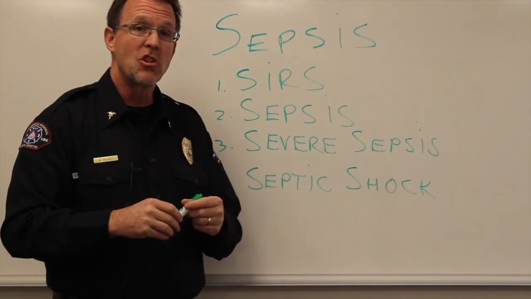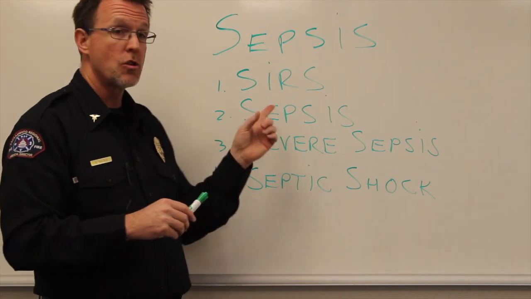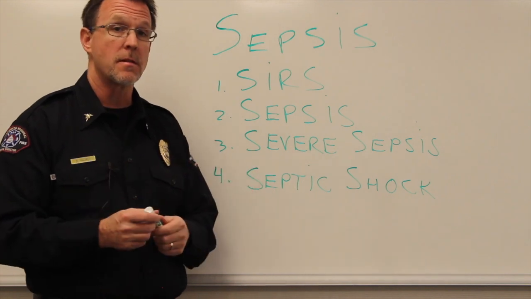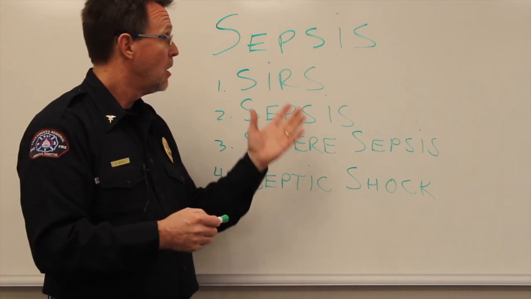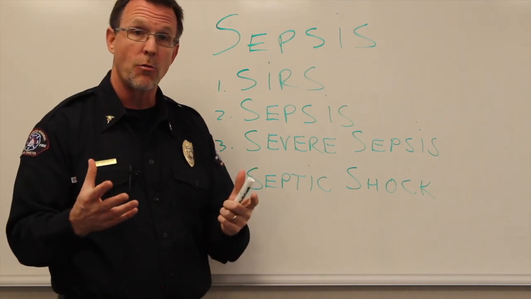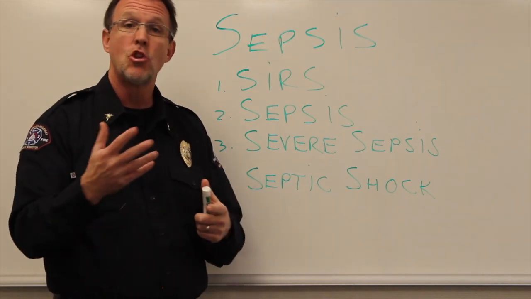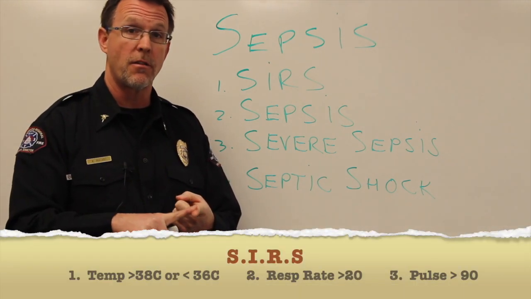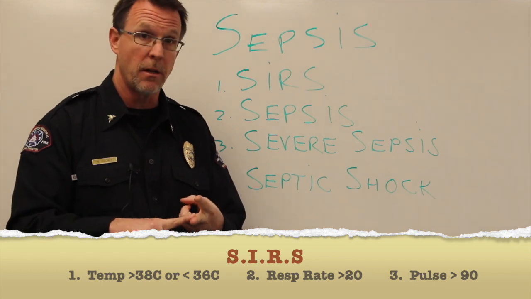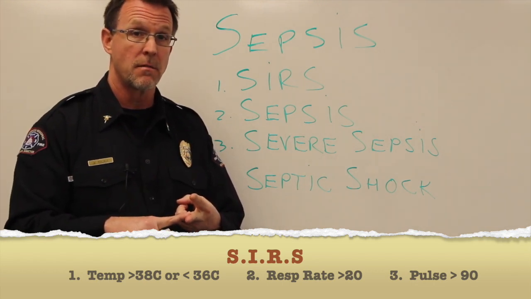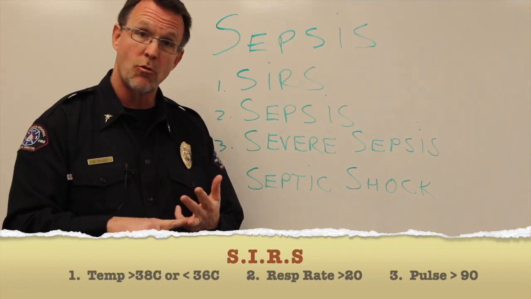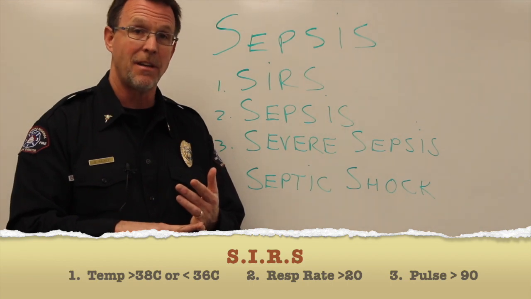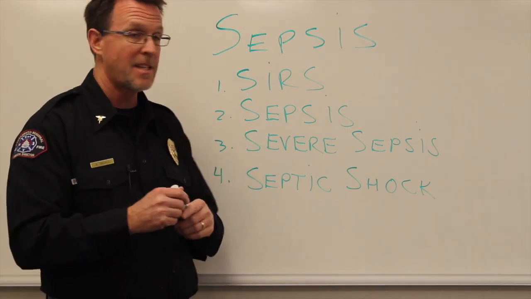The 4 key definitions you'll have to know in sepsis are SIRS, or Systemic Inflammatory Response Syndrome, sepsis, severe sepsis, and septic shock. Let's start with SIRS. SIRS is a generalized inflammatory response in the human body that has 2 of the 3 following elements: either hyperthermia, defined as a temperature greater than 38 degrees Celsius, or hypothermia, less than 36 degrees Celsius; the second component is an elevated respiratory rate higher than 20; and the third component is an elevated pulse higher than 90.